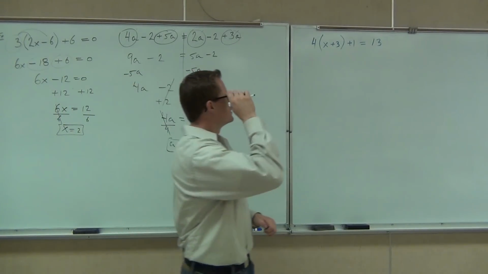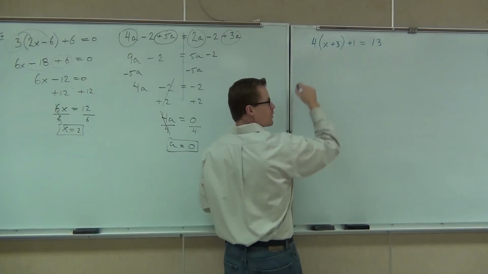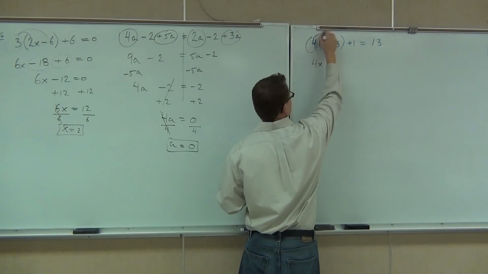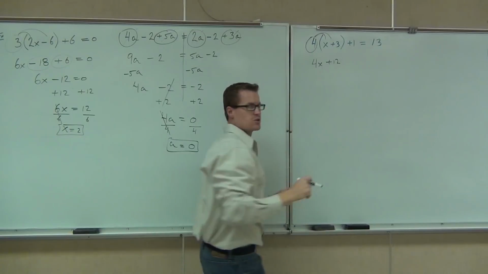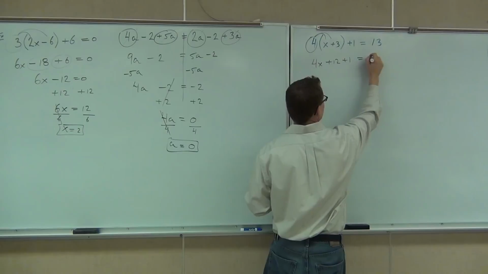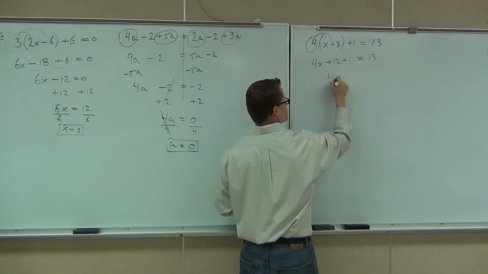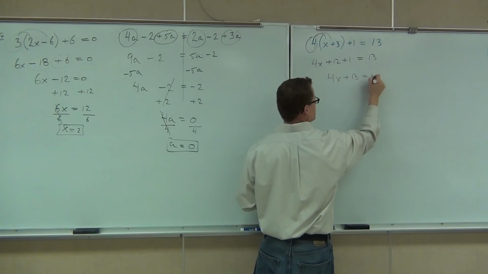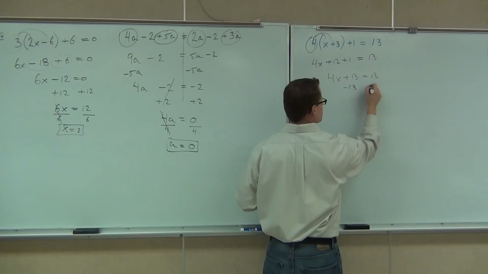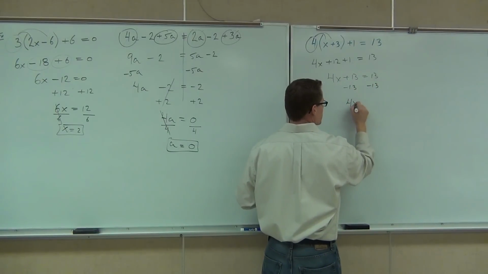Yeah. Let's work on the next one. Next one says, well, we got to distribute first. We're going to take 4x plus 12. Did you get 4x plus 12? Plus 1 equals 13. We'll combine some like terms. 4x plus 13 equals 13. And we have the same situation. If we subtract 13 on both sides, we are going to get 4x equals 0.